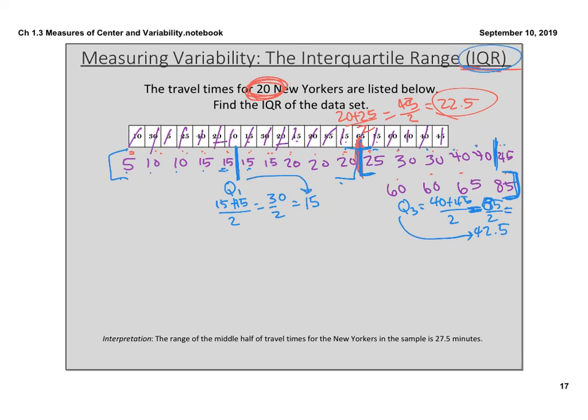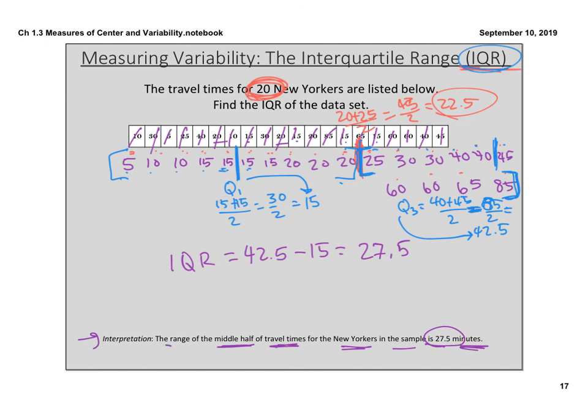Now let's talk about IQR. When I find the IQR, my IQR is going to be the difference of those, the range of my inside quartiles. That's what IQR literally stands for, the range of my inside quartiles. So 42.5 minus 15. And when I subtract those two in my calculator, 42.5 minus 15 gives me 27 and a half. So here's our interpretation of that. If you look down here at this little line at the bottom, it says the interpretation here is the range of the middle half of the travel times for New Yorkers in this sample is 27 and a half minutes.